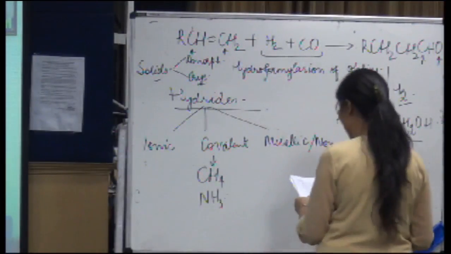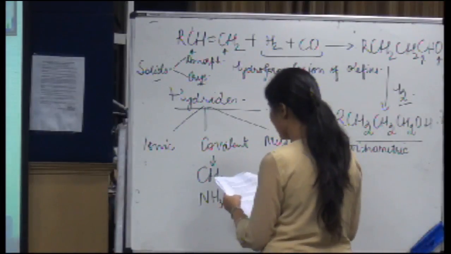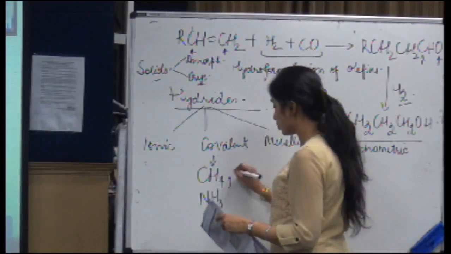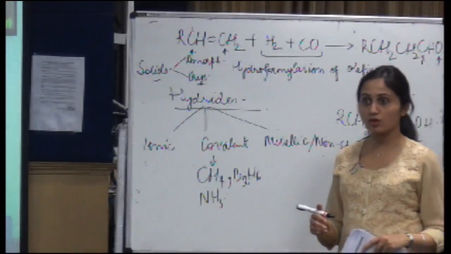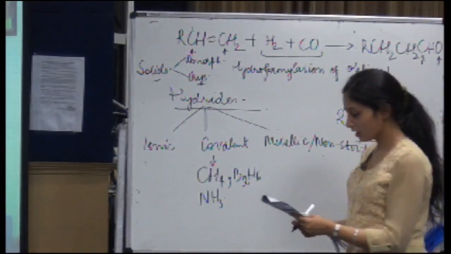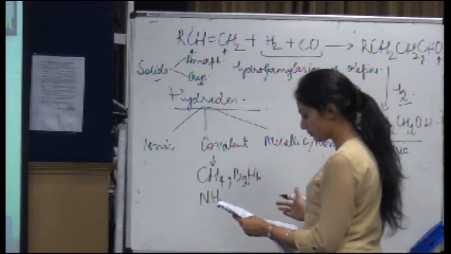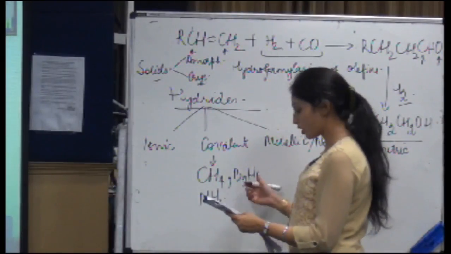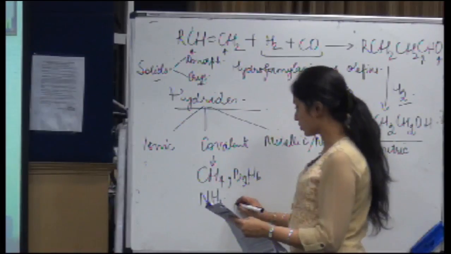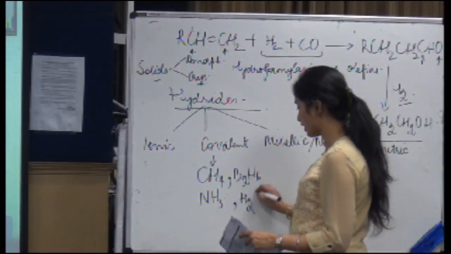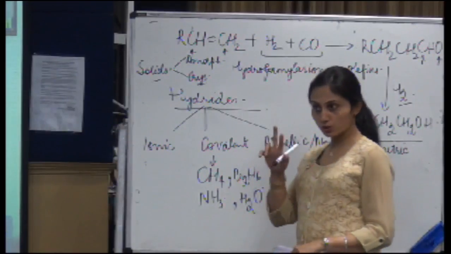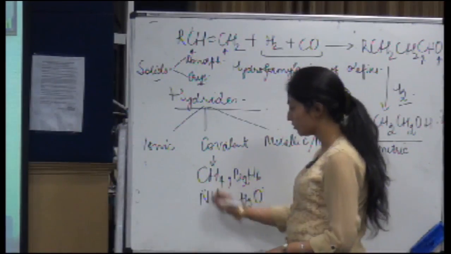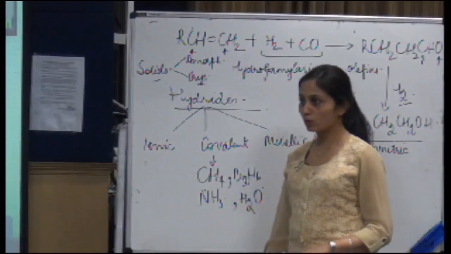So you have CH4, and then you can also have electron deficient hydrides. Electron deficient hydrides are like B2H6. And then you can have electron rich hydrides also. One of your electron rich hydrides is H2O. Why? Because it has two lone pairs. What about your ammonia? It has one lone pair.